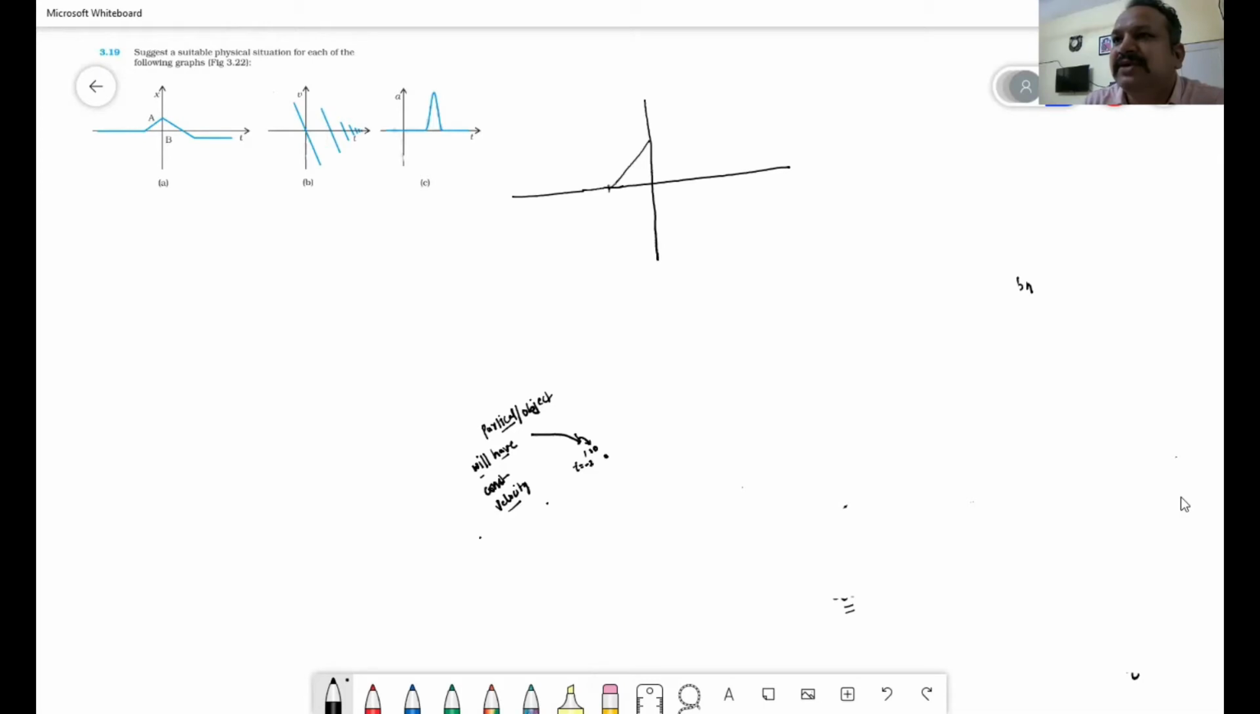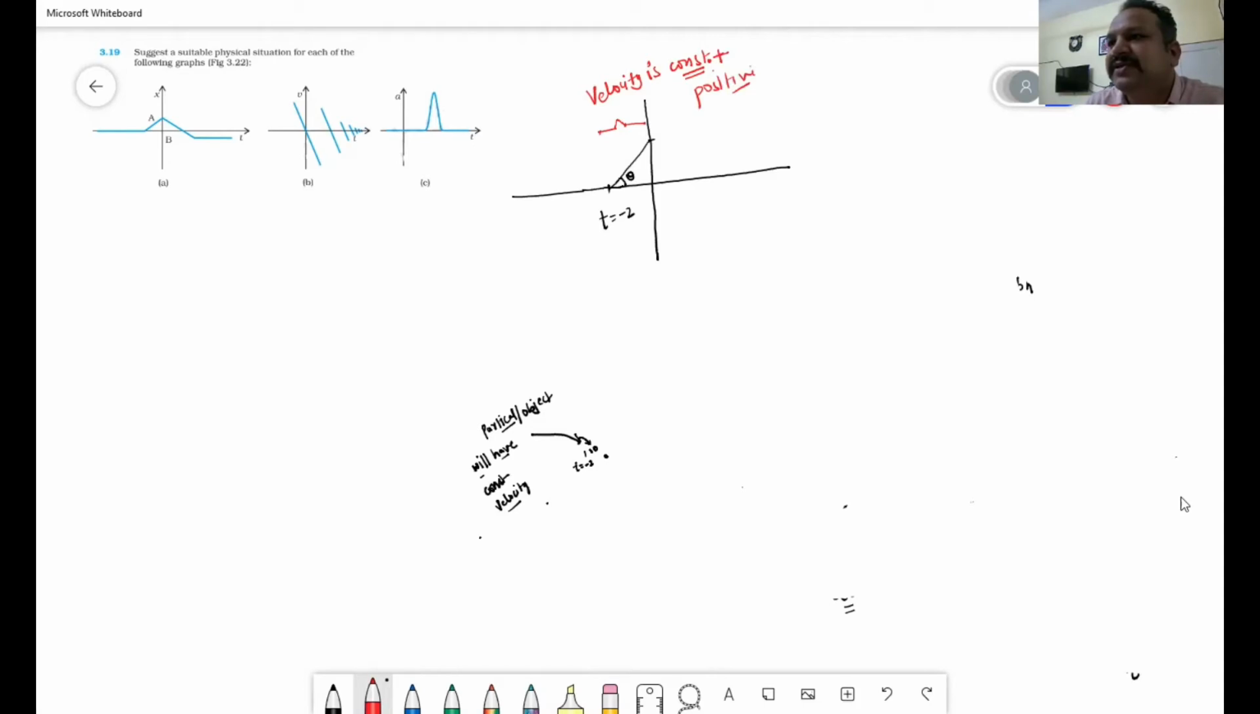This is the time t is equal to -2 seconds. I'm taking this as an example, and this slope is positive, and we can say in this section the velocity is constant and the velocity is positive. Positive means, suppose I am taking any direction as positive.